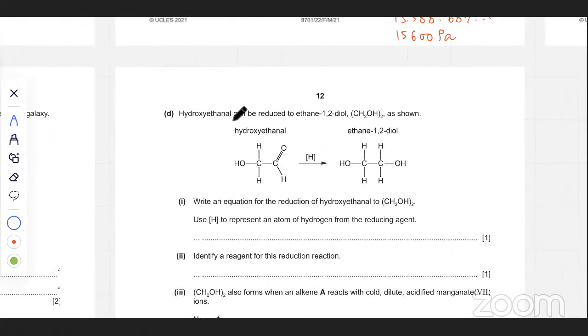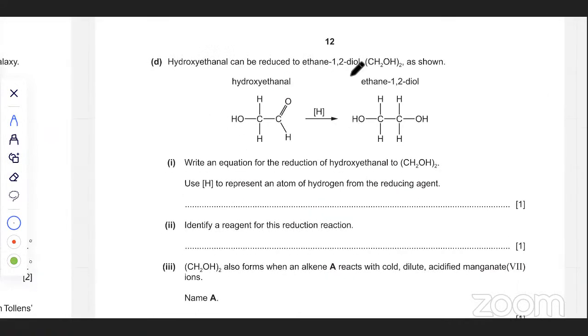We've got hydroxyethanal, and it can be reduced to ethane-1,2-diol as shown. So there's reduction happening. Use H to represent an atom of hydrogen. Write an equation to show the reduction of hydroxyethanal to this. So you just have to write an equation for this. So that's kind of easy.